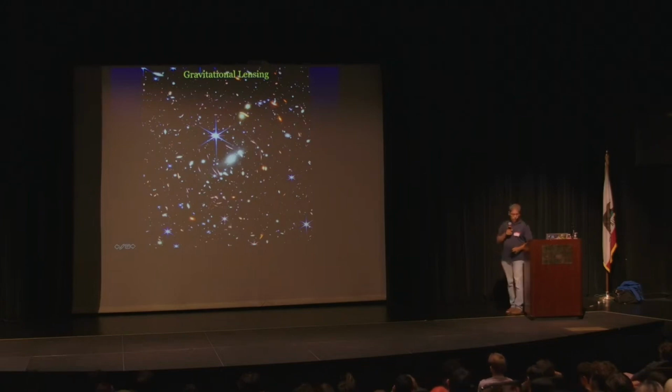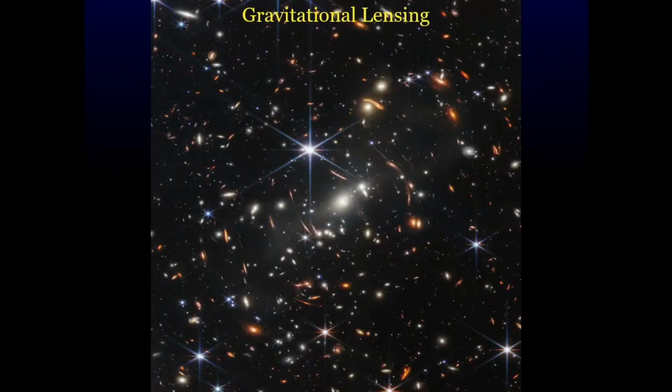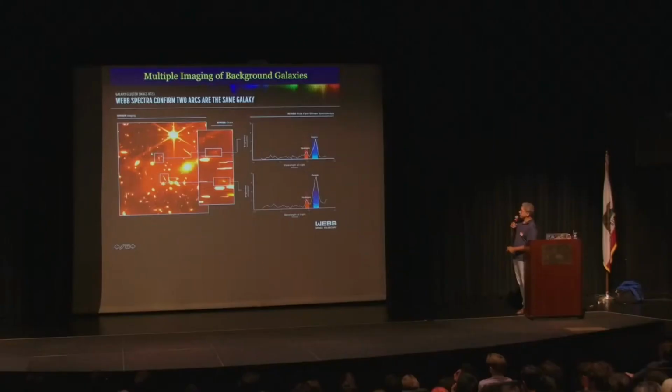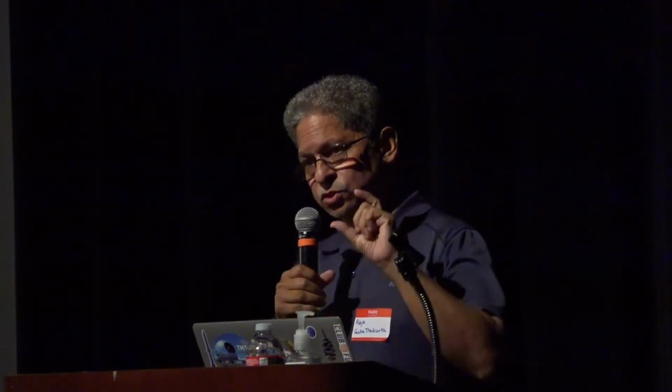Okay? So James Webb took this picture, and I want to show you that these two pieces that are highlighted by the rectangles right there and there are actually images of the same background galaxy. They have exactly the same spectrum. They have hydrogen and oxygen in the same ratio at the same redshift. Because of the expansion of the universe, redshift tells us how far away the galaxy is. Those two pieces are actually a mirage of the same galaxy.